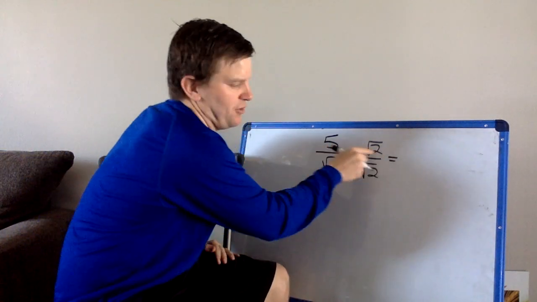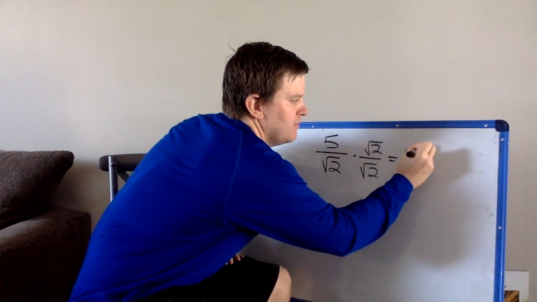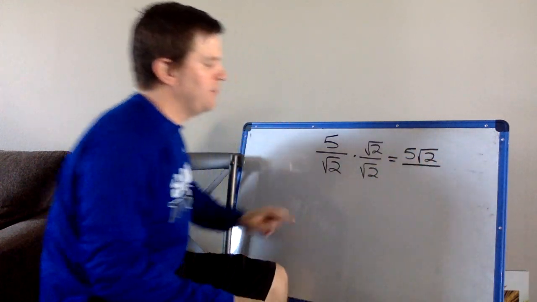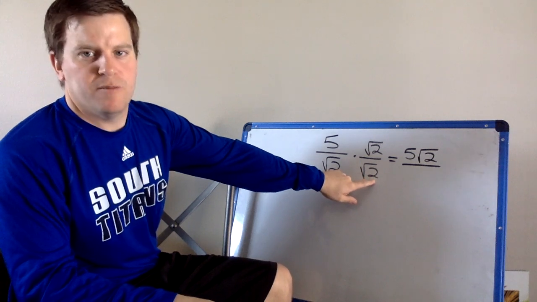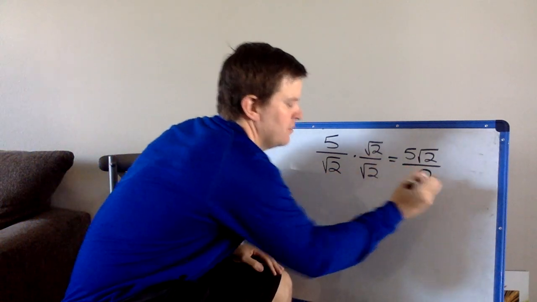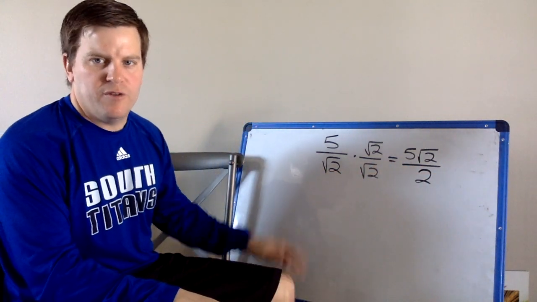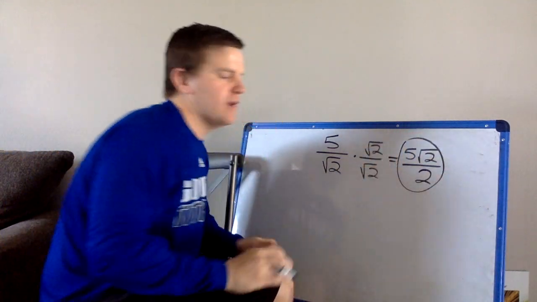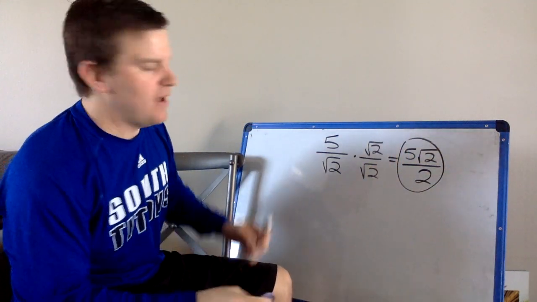The top, they're not both under radicals, so we can't multiply them. We just leave it as 5 radical 2. The bottom, square root of 2 times square root of 2 is 2. It's really the square root of 4, but 2 times 2 is 4. That's our simplified radical there.